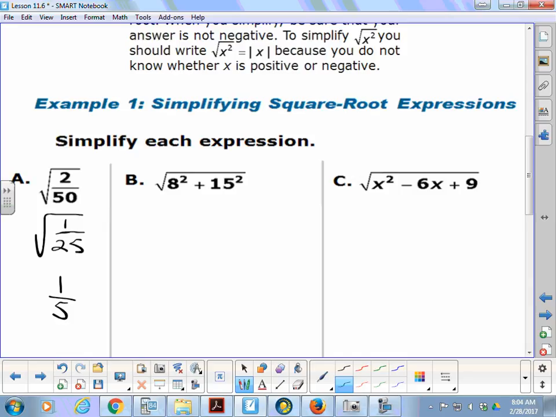The square root of 8 squared plus 15 squared. The first thing we want to do is simplify what's underneath the radical. So we need to do 8 squared plus 15 squared before we find the square root of that. So 8 squared is 64, 15 squared is 225. When we add them together, we get the square root of 289, which your calculator will tell you is 17.